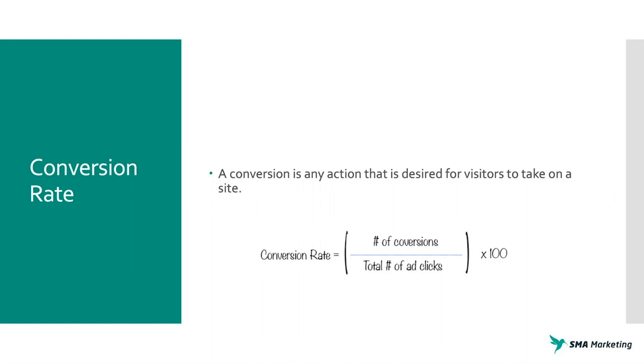So for conversion rate, we're going to take the total number of conversions and divide that by the total number of ad clicks or total number of site visits or total number of emails read, and then multiply that by 100 to give us that percentage point. Most sites are going to have different goals for this conversion rate, and you get to set what a conversion is.